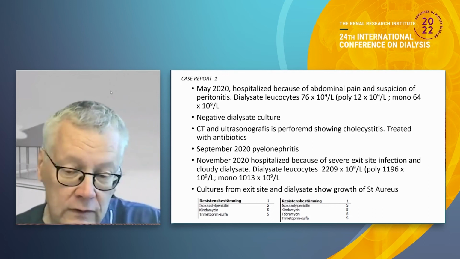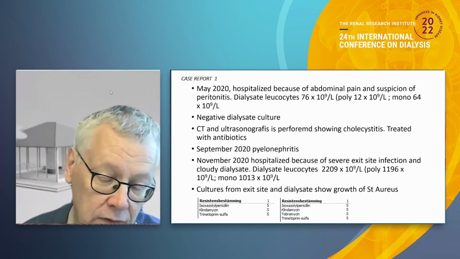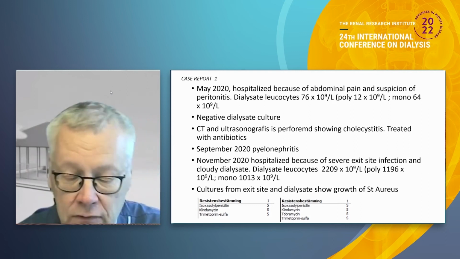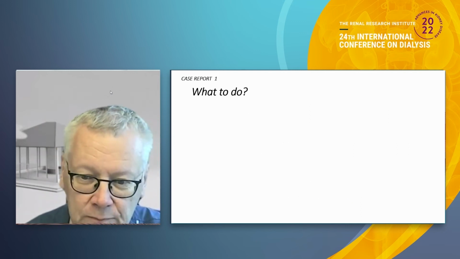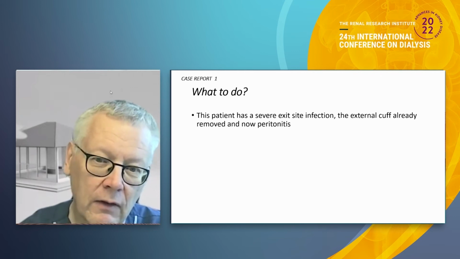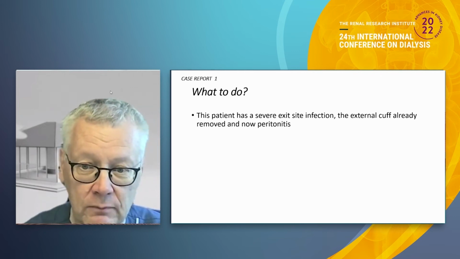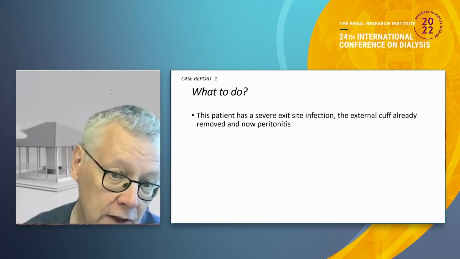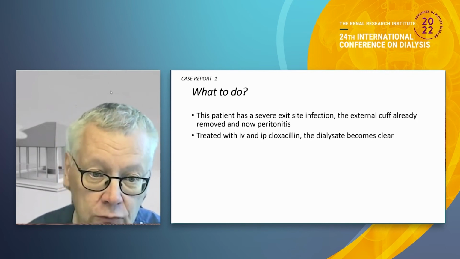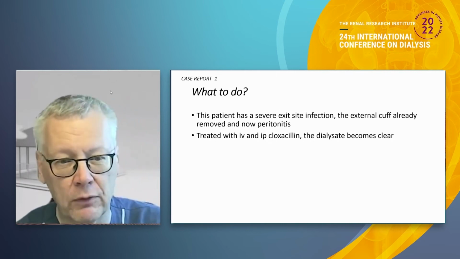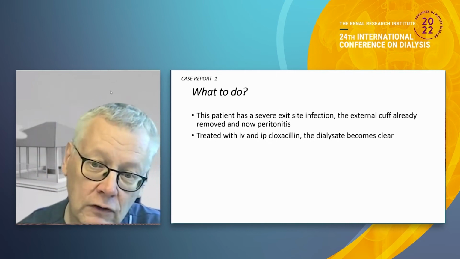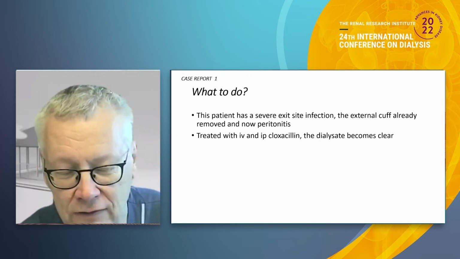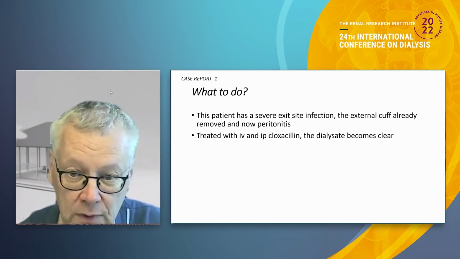That's very common with Staph aureus, that it's not a very resistant bacteria, but because of the slime from the bacteria, it's difficult to get rid of it. And what to do? That's a severe exit site infection, the external cuff already removed, and now peritonitis. It's obvious that we need to change the catheter. What we did, he was treated both intravenously and intraperitoneally with cloxacillin, because if you give it just IP, you can't treat the exit site infection because the plasma concentration becomes too low.